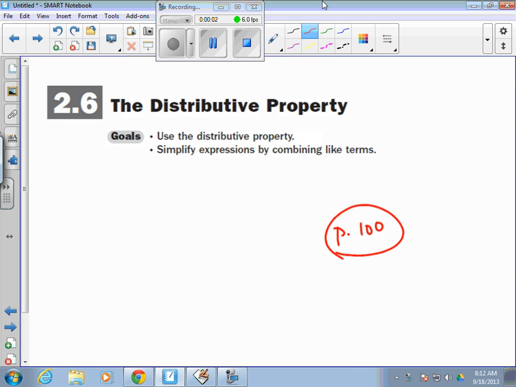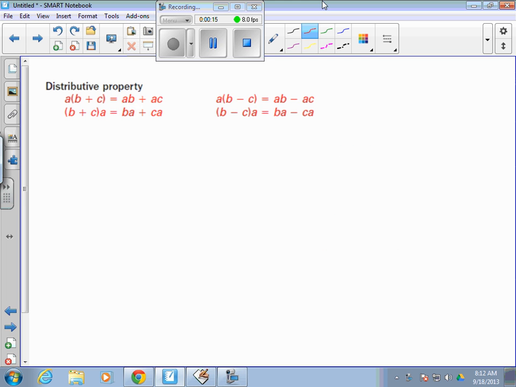Today we're looking at section 2.6, which is the distributive property. Goals we have are to use the distributive property correctly and to simplify expressions by combining like terms. Begins on page 100 in textbook.